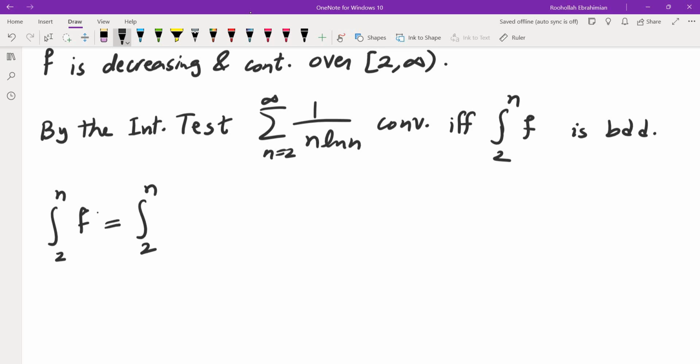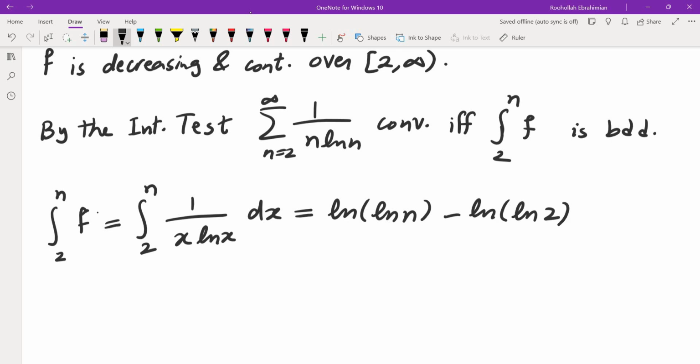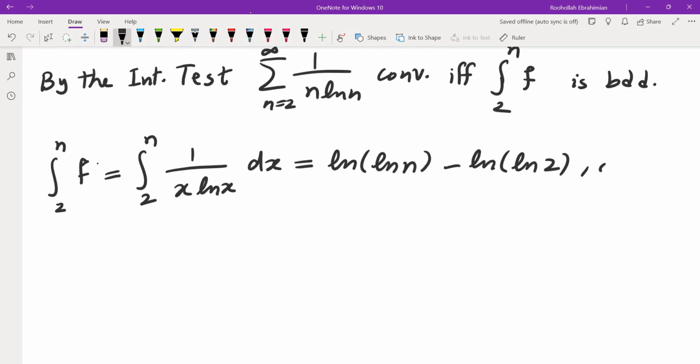Integral from 2 to n, 1 over x natural log x dx. Now, this one is the derivative of natural log of natural log of x. If you look at natural log of natural log of x, the derivative would be 1 over natural log x times the derivative of natural log x. And then we have to evaluate that at the endpoints. It is natural log of natural log n minus natural log of natural log 2, which is unbounded.